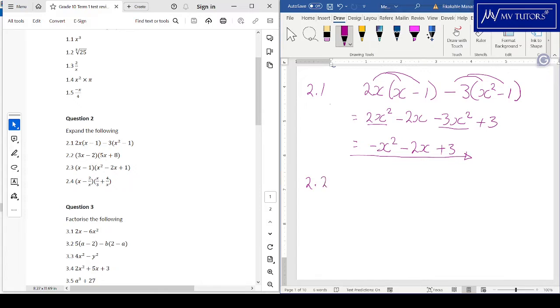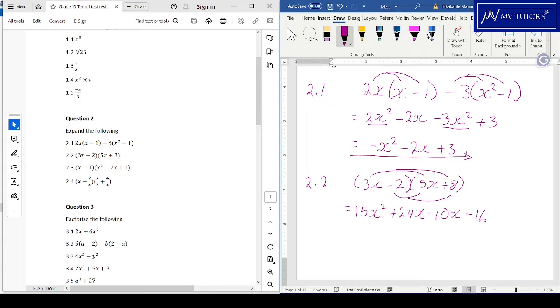2.2, right? Now I'm given (3x minus 2)(5x plus 8). There we go. So the first one is 3 times 5, which will give me 15. And then I've got x times x, which will give me x squared. And then in terms of numbers, 3 times 8, which is plus 24. And then x times 1, it's just x. And then minus 2 times 5, which is minus 10. And then minus 2 times 8, that gives me minus 16, right?